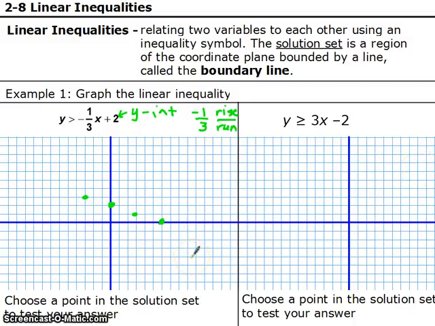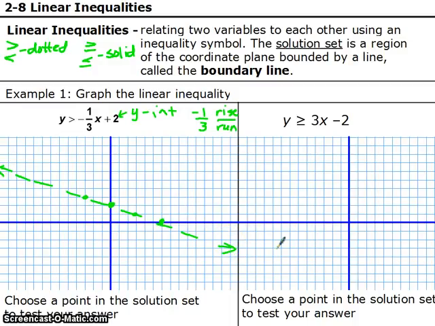Now, when we go to graph our line with inequalities, we have to decide whether it's a dotted line or a solid line. So the regular inequalities, the regular greater than, regular less than, that's a dotted line. And the equal to inequalities, greater than or equal to, less than or equal to, those are our solid lines. So this one's a regular greater than, so it's going to get a dotted line that goes through these points, like that.